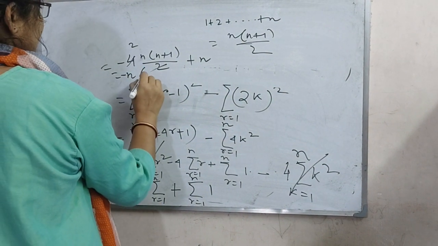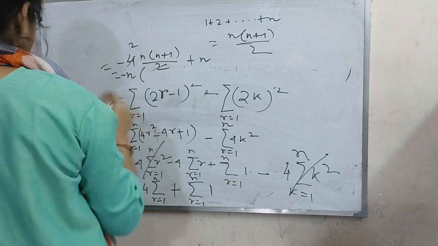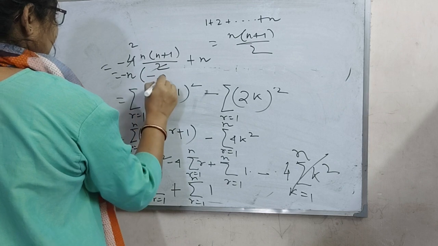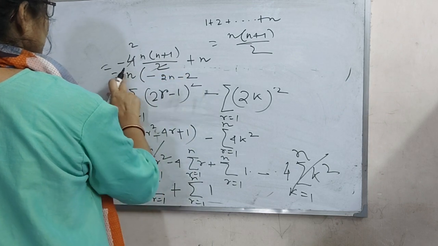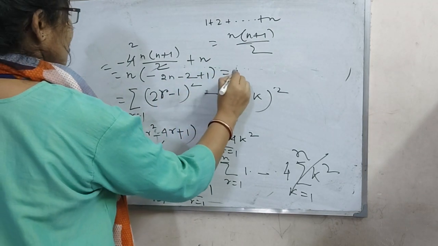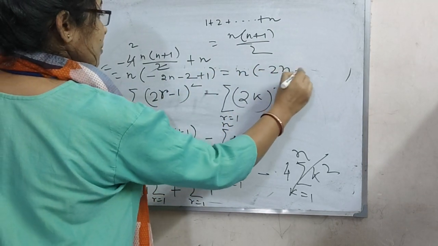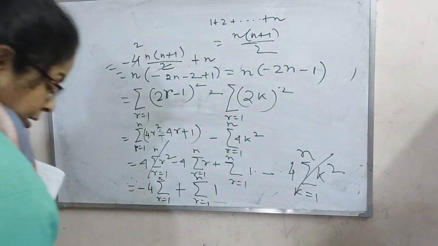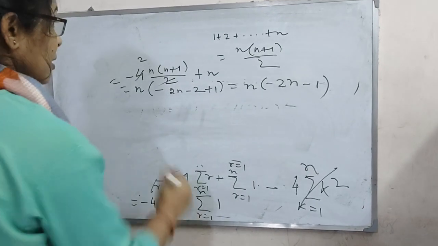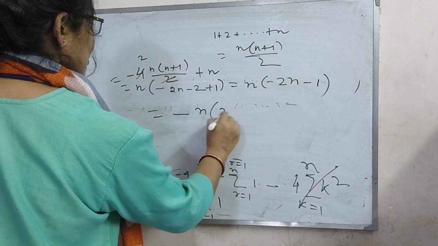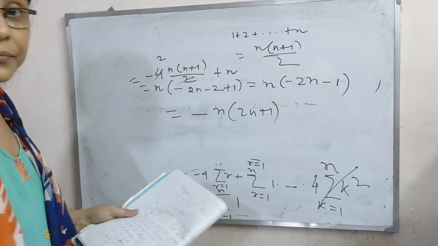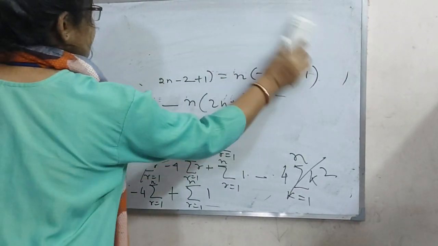So we have minus 2n into n plus 1, plus n, this equals n into minus 2n minus 2 plus 1, which is n into minus 2n minus 1. This equals minus n into 2n plus 1. This is the answer. Okay. Next sum.